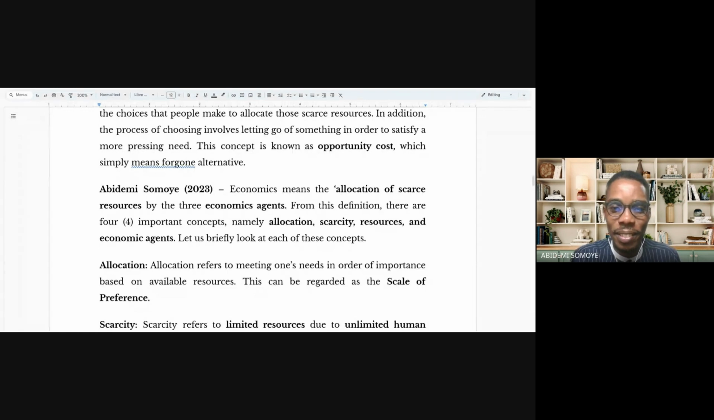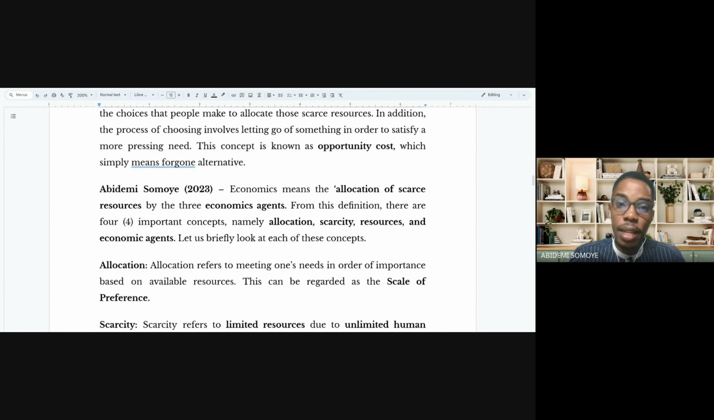All right. So if you have extended family living with you, I mean, when you are a family, the decisions you make affect all of you. That's why we usually say household. When we say individuals, some people are not married, so they make decisions by themselves. But in economics, we usually say individuals or households because the decision made by a household affects everyone in the household, and the decision made by individuals affects that individual. All right. So economics means the allocation of scarce resources by the 3 economic agents.